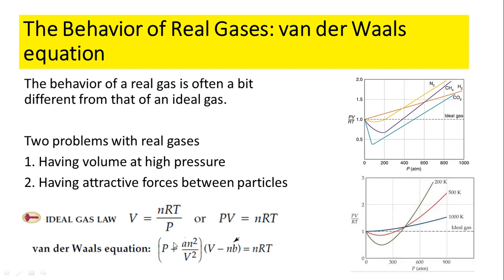Previously we derived this by using Boyle's law, Charles's law, and Avogadro's law, and this equation is PV equals nRT, and this is the van der Waals equation. Actually, there is the addition of this factor to the pressure and the subtraction of this factor from the volume, and nRT is the same in both equations.